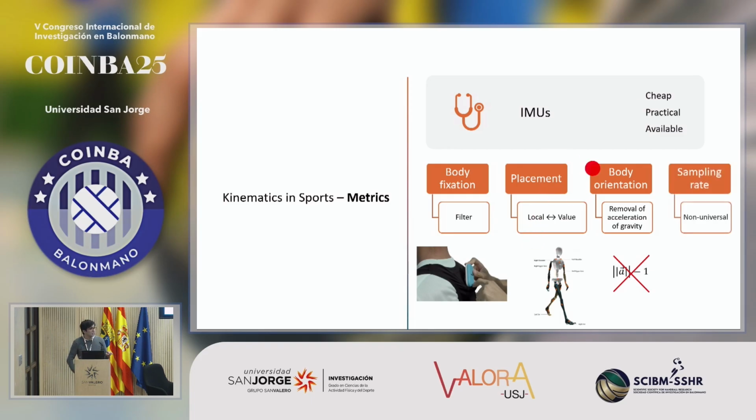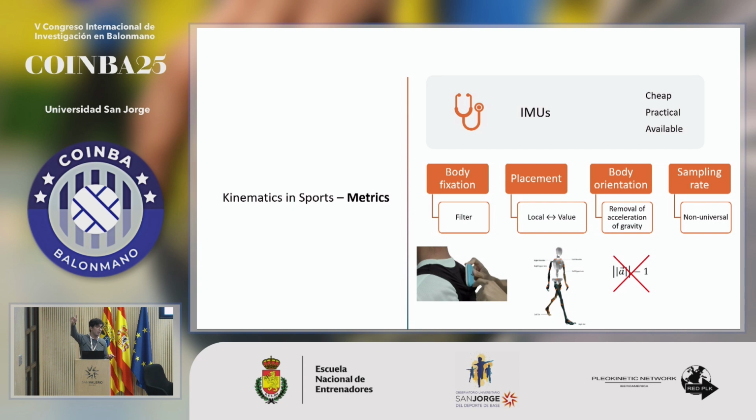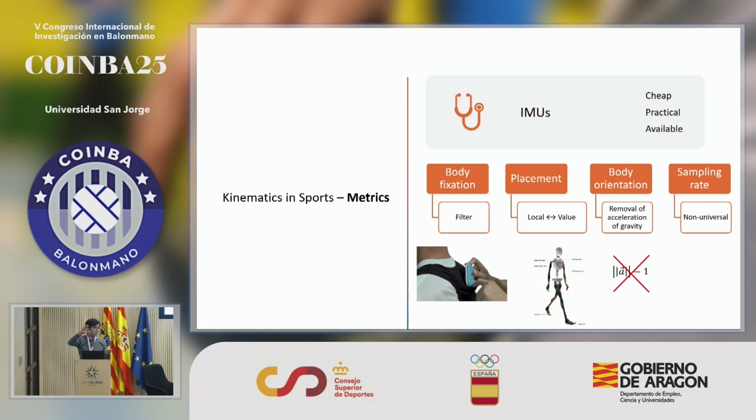Next is the sampling rate. The commercial devices can go from 100 to 1,000 Hertz, that's from 100 points per second to 1,000, and due to not being universal, this creates a lot of issues that I will talk about in the next slide.